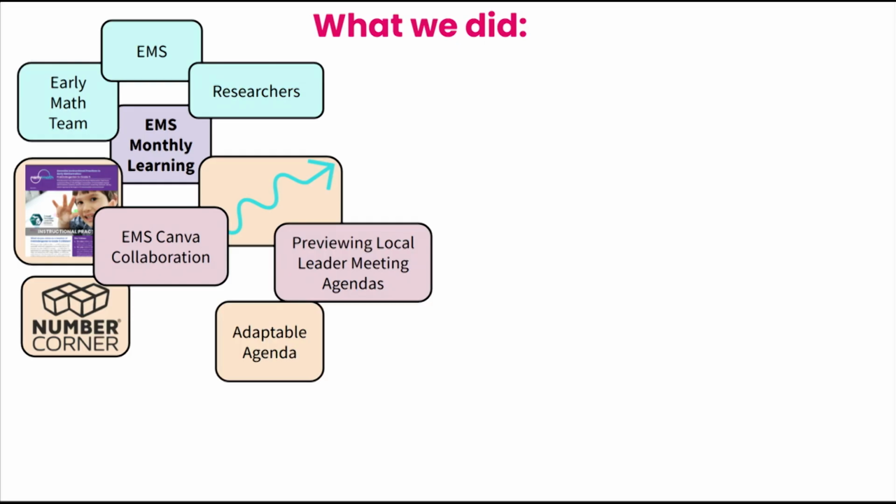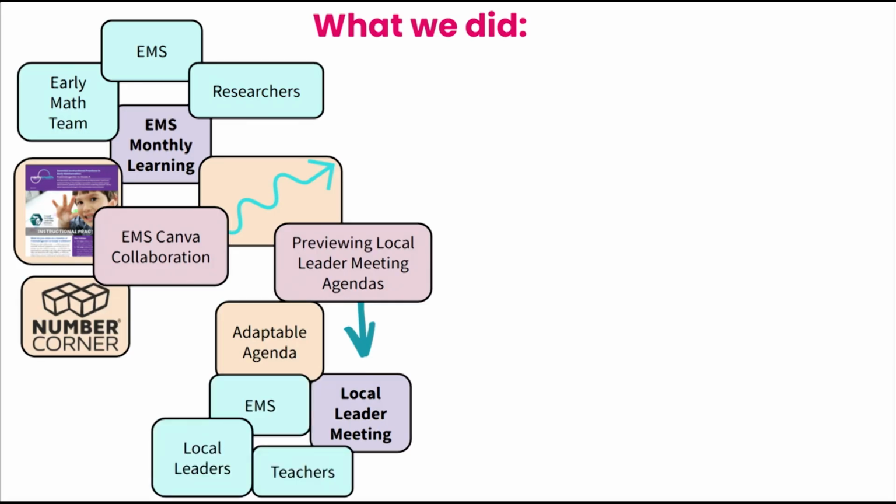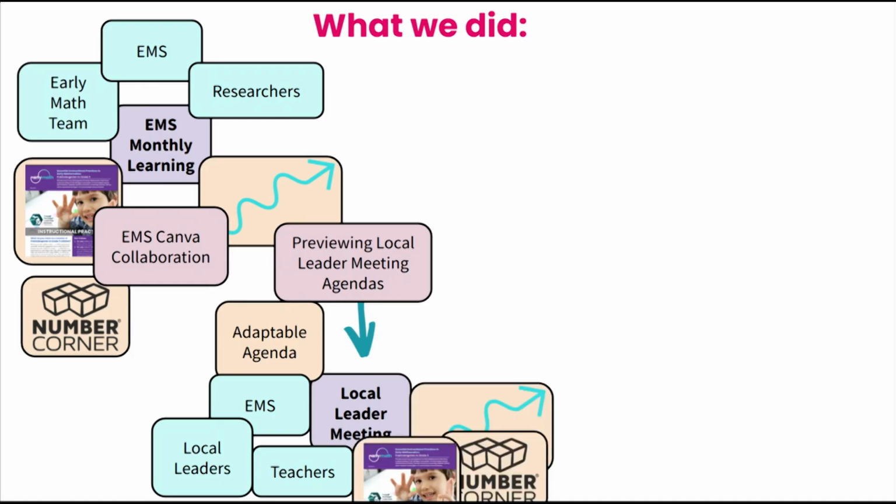Now here's what's important. Part of what also happened there was previewing of a local leader meeting agenda and a new tool of an adaptable agenda, keyword adaptable, to use with local leadership teams. So then we were able to move all of that learning connected into a different event, the local leader meeting, where we had other roles like the EMSs or local leaders or teachers in those meetings engaging with the same tools, learning about the same ideas in their context.